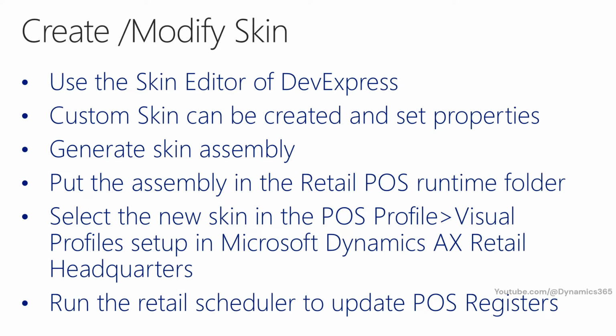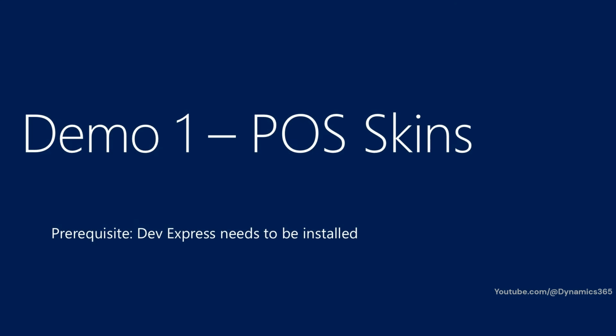POS runtime folder. For the Retail POS registers to pick up the new skin and display it, you must select the new skin first in the POS profile visual profile setup in Microsoft Dynamics AX Retail Headquarters and then run the Retail scheduler to update the POS registers. We will now go through a demo of how to create or modify Retail POS skins.